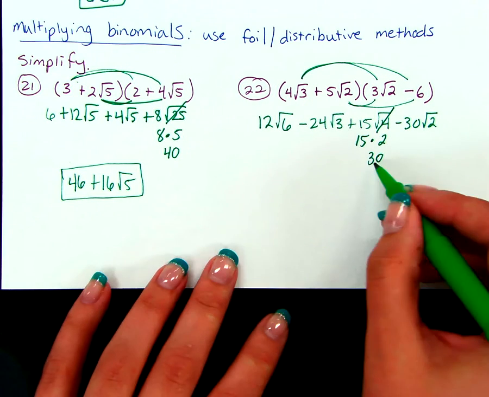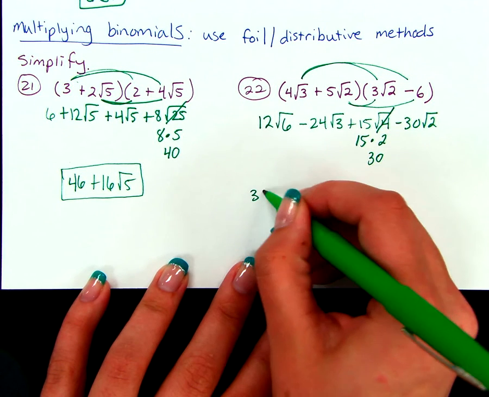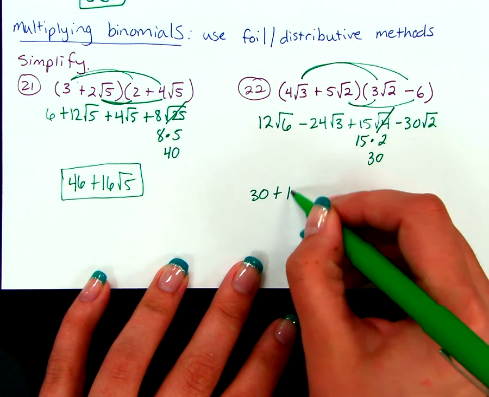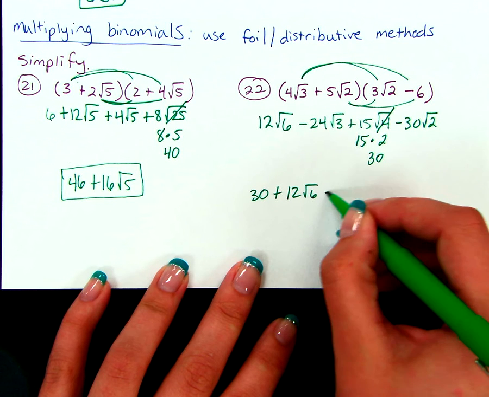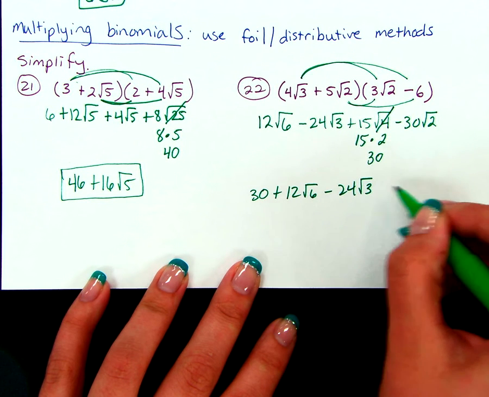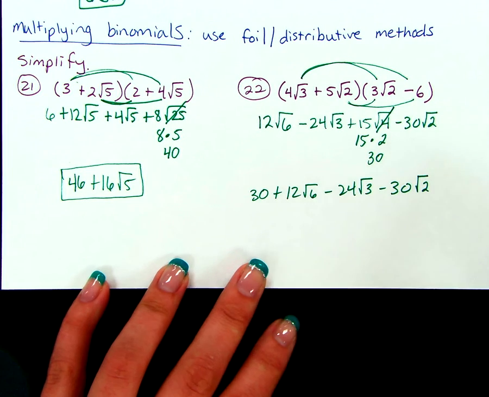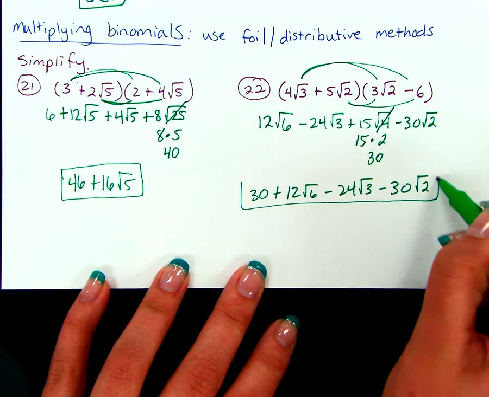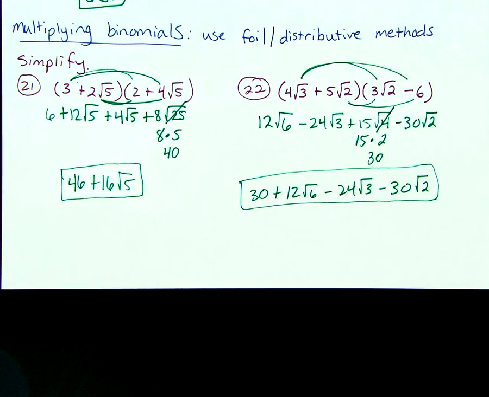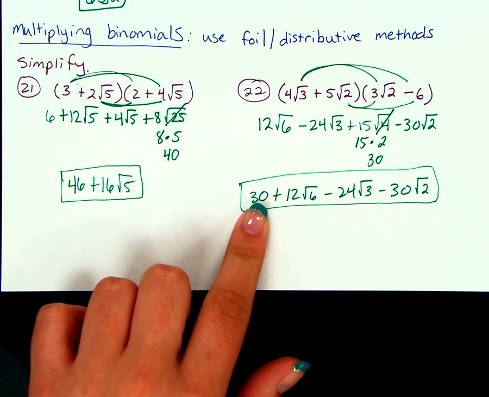So I'm just going to start by writing 30 in the front. And then we'll have plus 12 square root of 6 minus 24 square root of 3 minus 30 square root of 2. And this would be our final simplified answer. And really the order that you write those in, I'm not going to be picky about. So I would just prefer the number without the radical to be in front.